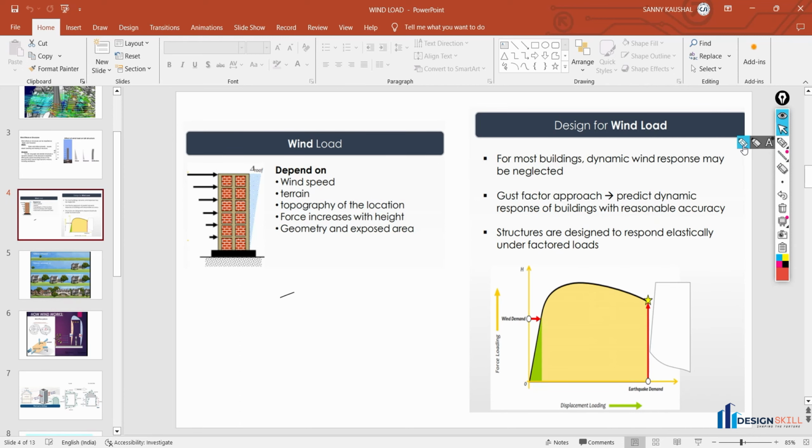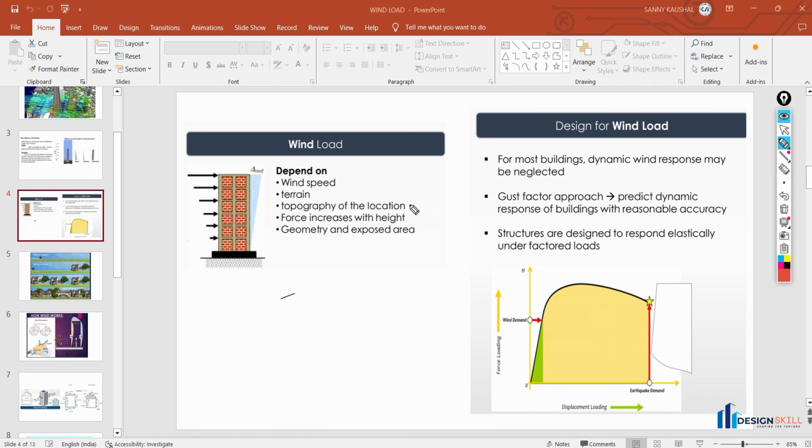Now the next thing I will explain is the topography of the location. Topography of the location generally means the land configuration where the structure is going to be made, whether it is a hilly area, a plain area, a mountain area, or a nearby sea area. So what land configuration is there near that particular structure?